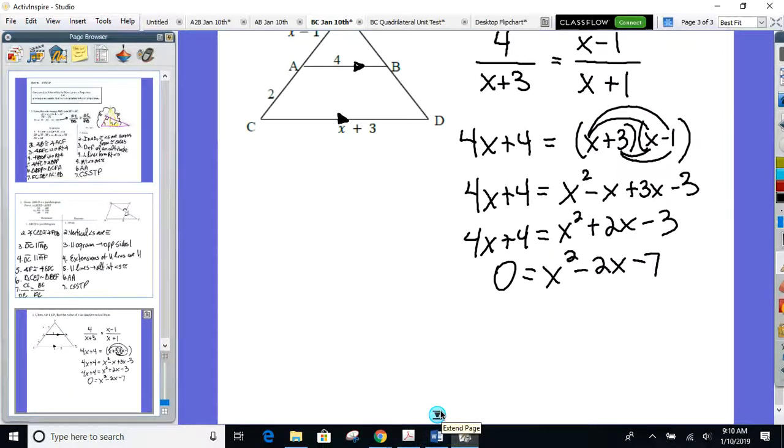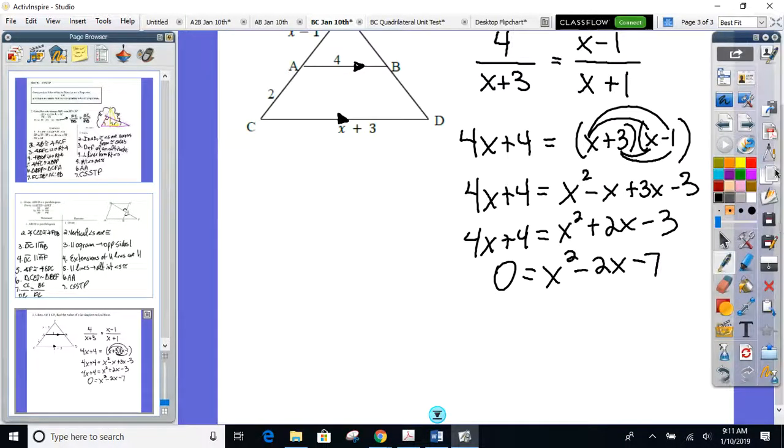Now, some of you are already starting to figure this out. I need two numbers that multiply to what? -7 and add to, let me know when you get there. We're not getting there, right? Because you can't factor this.